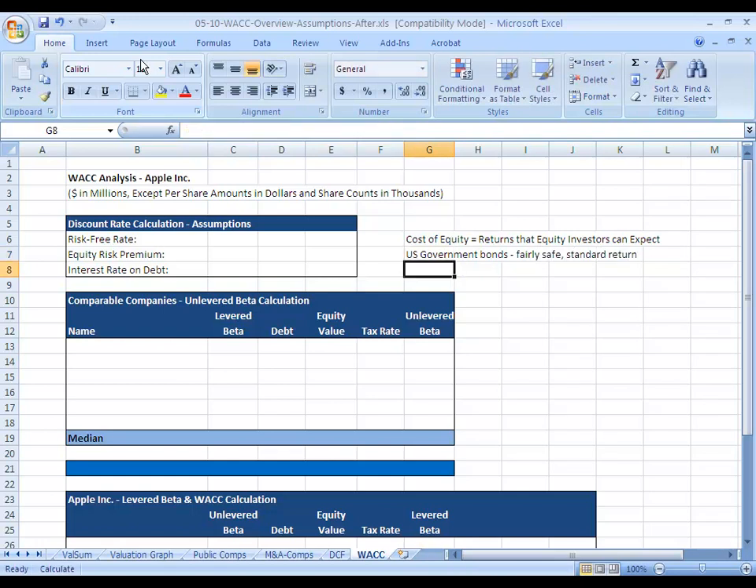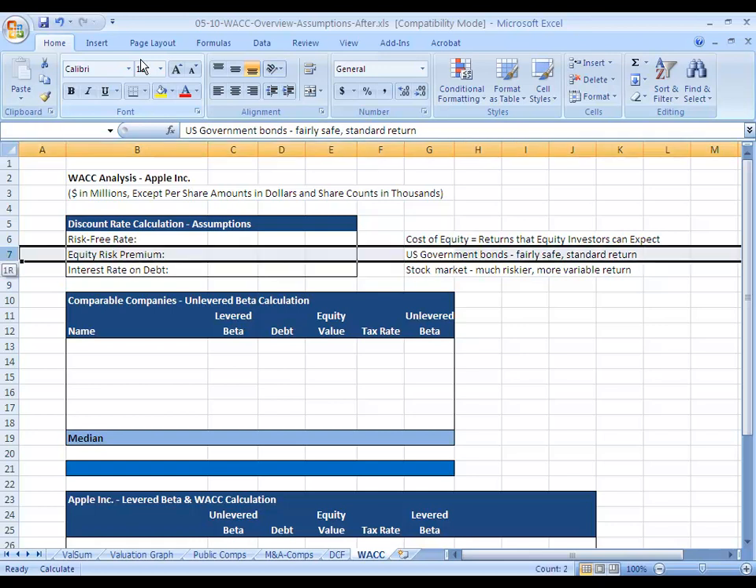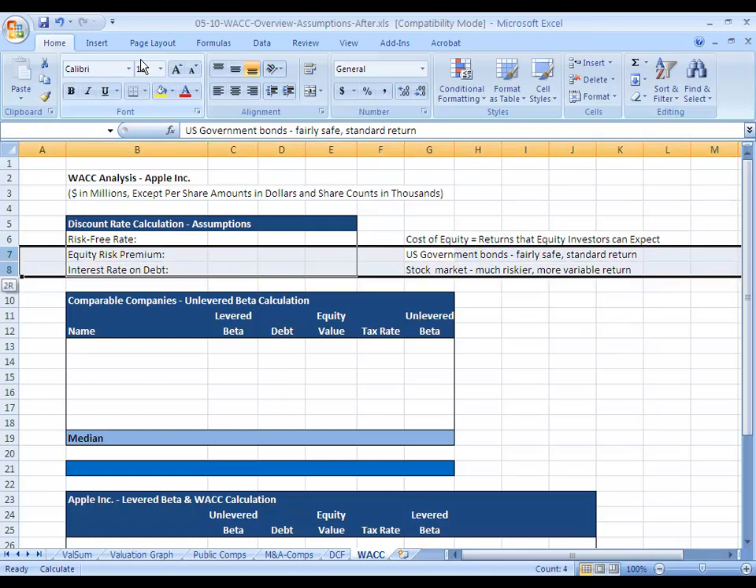Whereas if they invest in the stock market, in equities of any kind, then they get a much riskier, more variable return. So our approach to figuring out this cost of equity will be to take what they would earn in US government bonds and then add on the additional return that they can expect by investing in a more risky security, the stock market, equities of companies, as opposed to US government bonds. So that's the basic approach we're going to take.